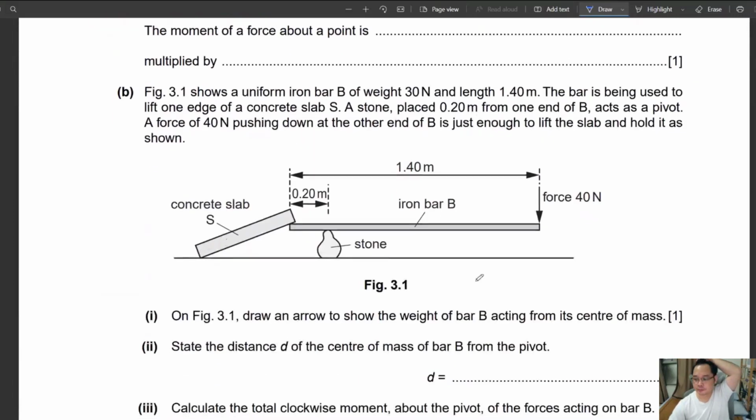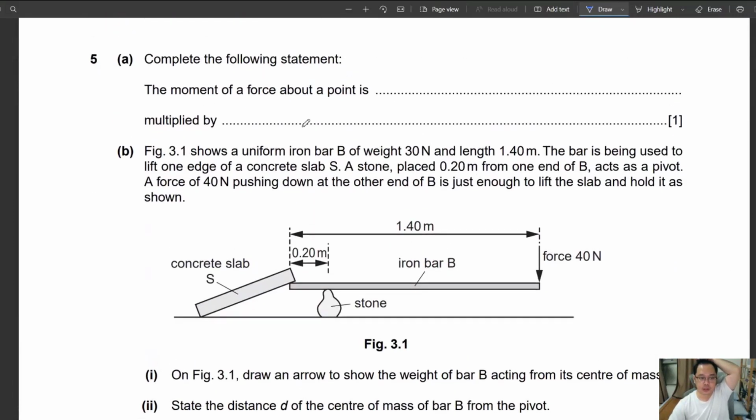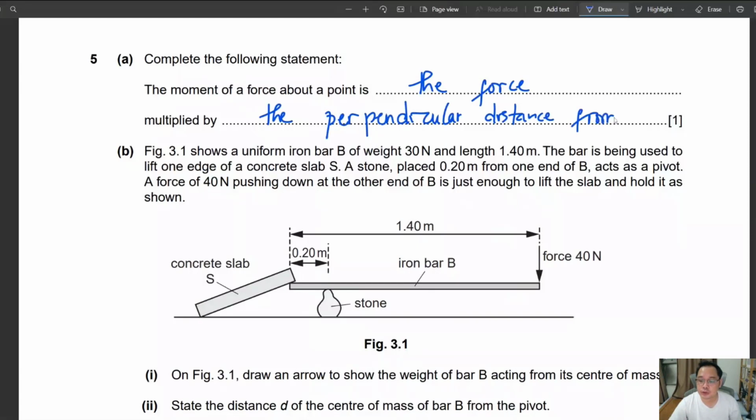Question 5 about torque also. Complete the following statement. The moment of force about a point is the force multiplied by the distance from the force to the pivot. More accurately, the perpendicular distance. Later I show you a video and explain why we have to take the perpendicular distance from that point to the force. The reason it is called the perpendicular distance is as follows.